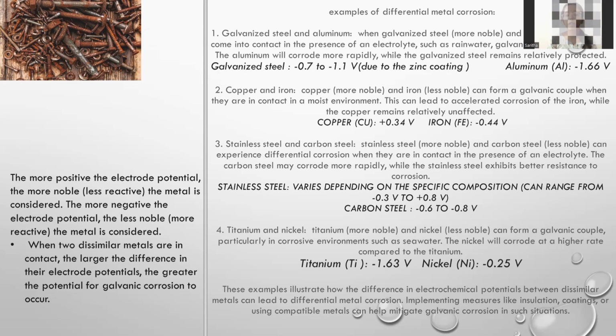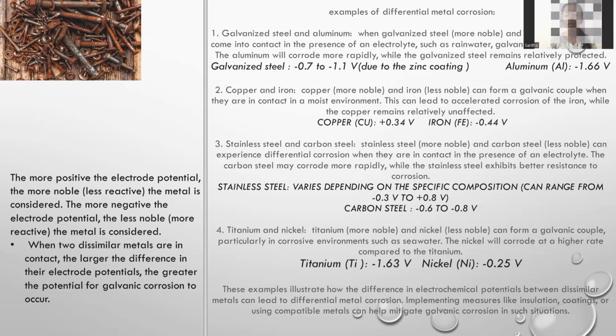For galvanized steel and aluminum, there is a large difference between electrochemical potential values. The galvanized steel varies from minus 0.7 to minus 1.1 volts of electrode potential, and aluminum is minus 1.66 volts. Compared to that, copper is 0.34 volts and iron has minus 0.44 volts.